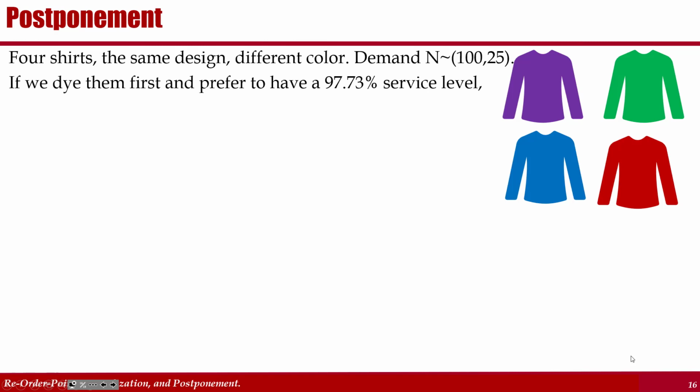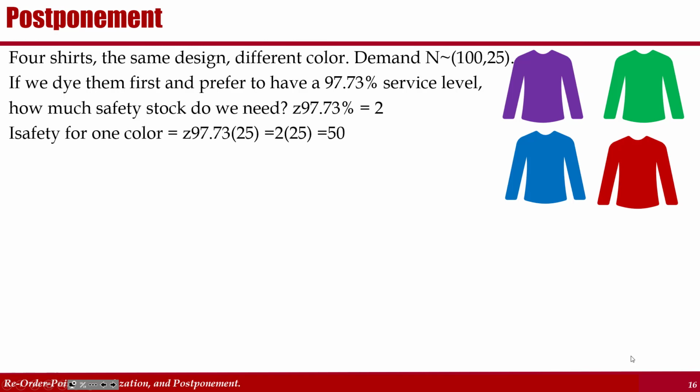If we dye them first and want to have a 97.73% service level, we want to know how much safety stock we need. I have chosen 97.73% service level because it is 2 standard deviations to the right. Therefore, Z of that service level is equal to 2. And we have the standard deviation, so we can simply compute the safety stock for each product, which is 2 times 25, and that is 50. And because we have 4 products, the safety stock for all 4 products would be 200.